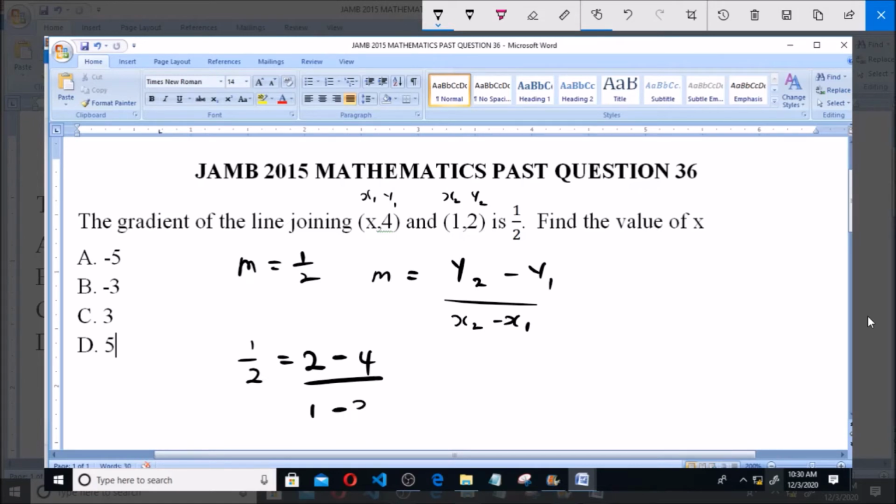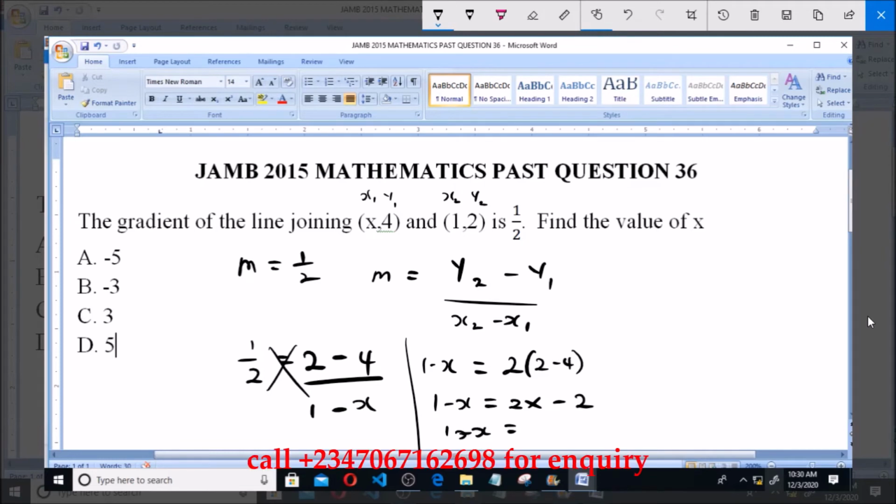So when we cross multiply, we have 1 minus x is equal to 2 into 2 minus 4. Now 1 minus x is equal to 2 multiplied by minus 2. Now 1 minus x is equal to minus 4.